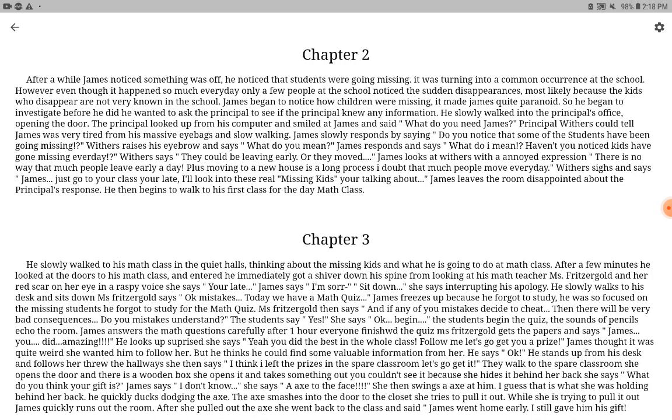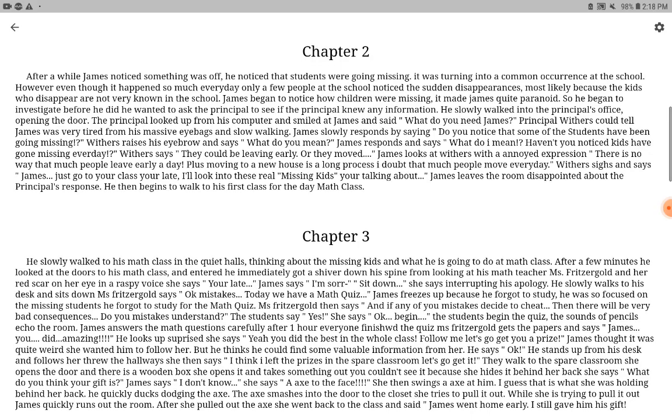James looks at Withers with an annoyed expression. There is no way that many people leave early in a day. Plus, moving to a new house is a long process. I doubt that many people move every day. Withers sighs and says, "James, just go to your class. You're late. I'll look into these so-called missing kids you're talking about." James leaves the room, disappointed about the principal's response. He then begins to walk to his first class for the day.